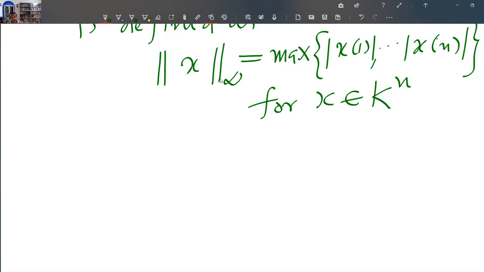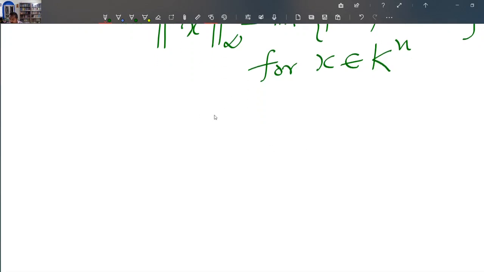Now we are going to show that this is a norm on Kn. So we are going to prove three conditions. One, positivity. First of all, we prove that the supremum norm of x is greater than or equal to 0 for all x in Kn.